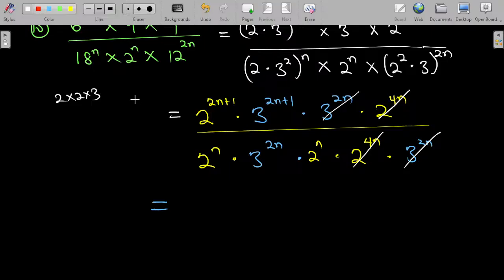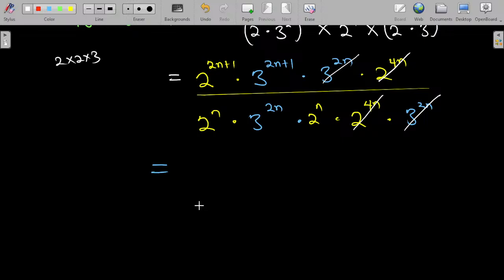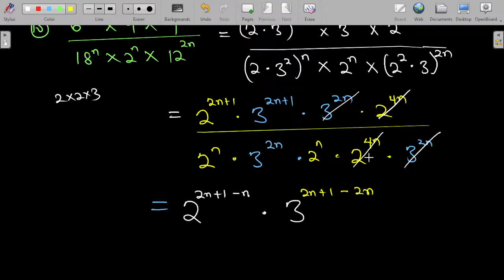So we can now apply our division rule. Our division rule says that the powers will subtract. So I will have 2 to the power of 2n plus 1, then minus n. That's the power below. And the same thing will happen to 3. So I'll have 3 raised to the power of 2n plus 1, then minus, in this case, 2n. So you are subtracting 2n here. Meanwhile, let's go up and be sure.